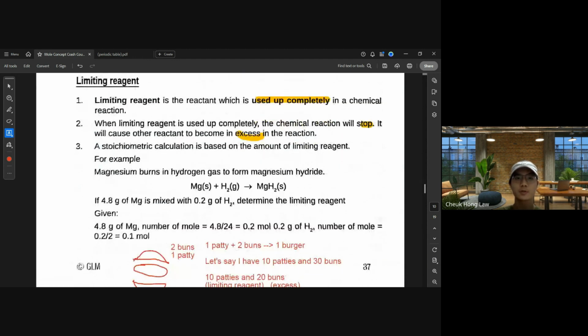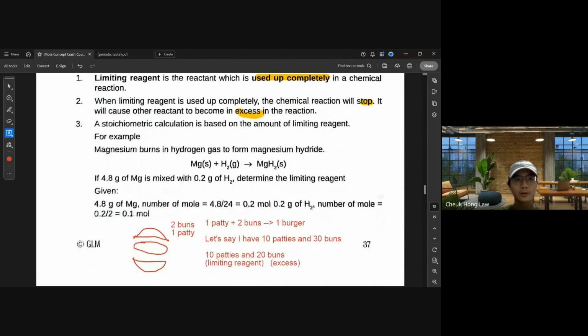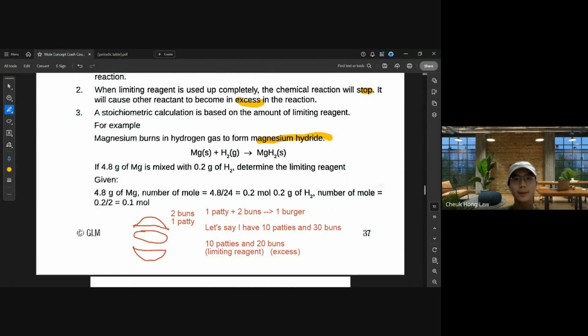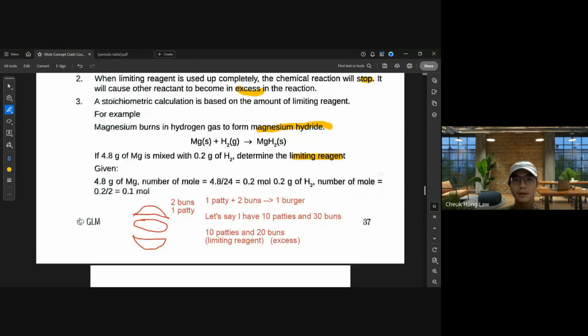Okay, so if we bring this to chemistry, let's look at the example. Magnesium burns in hydrogen gas to form magnesium hydride. So this is the chemical reaction: Mg plus H2 gives you MgH2. If 4.8 grams of magnesium is mixed with 0.2 grams of hydrogen, determine the limiting reagent.